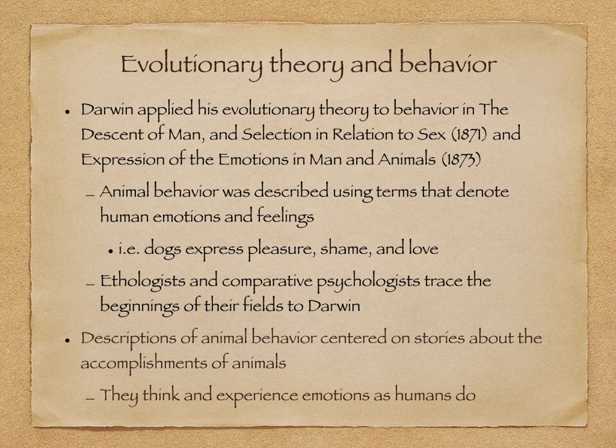And particularly, we are going to be looking at how that affects behavior. And Darwin did apply his evolutionary theory to behavior in 2 of his books, but he did overinterpret, and it was quite anthropomorphic, suggesting that he was imbuing human behaviors onto animals without evidence. So he would say dogs express pleasure, shame, and love.